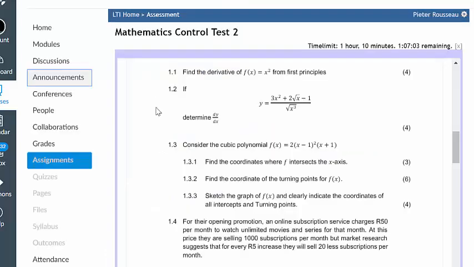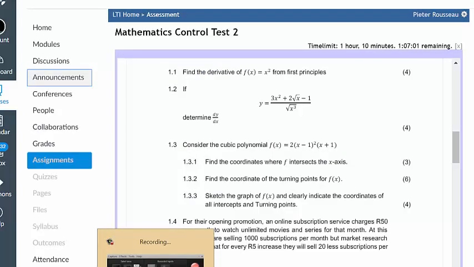So if I go to that, f(x) is equal to x squared, and most of you should be able to do that. From first principles basically just means I'm going to start with f'(x) is equal to the limit of h tending to 0 of (f(x+h) minus f(x)) over h. So just starting with this formula already gets you 1 point.